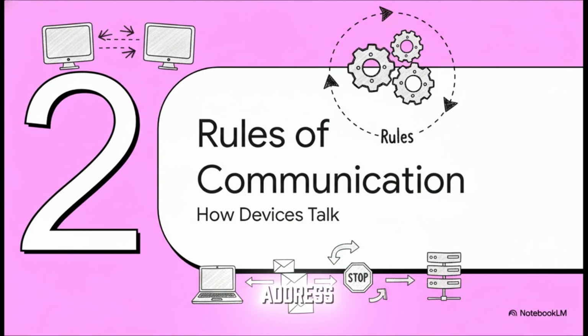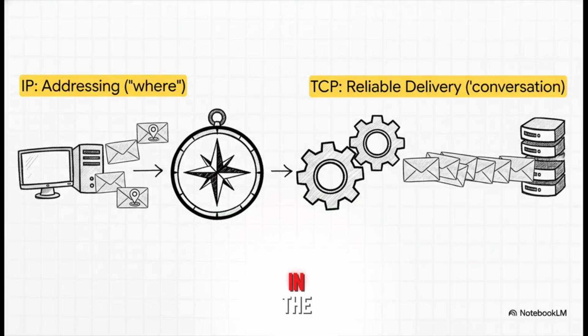Okay, so we know how to find a device using its IP address. We've got the street address. But once we get there, how do we start a conversation? For that, we need to have a set of rules, or as they're called, protocols. And the big one, the most important set of rules, is TCP/IP. You can think of it as the official language of the internet.